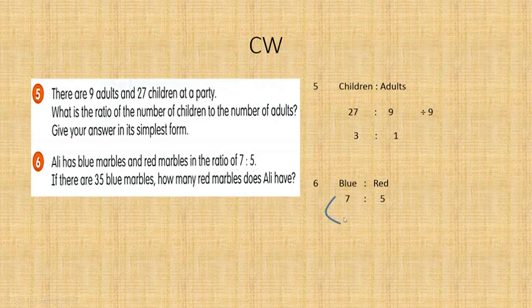So he has 35 marbles here. So 7 became 35. It's like a fraction. I'm getting an equivalent fraction. 7 became 35. How? I just multiplied by 5. So 7 times 5 equals 35. And whatever you're doing here, you have to do the same in the other part. So I have to multiply by 5 in the other direction. So 5 times 5 equals, yes, 25. So Ali has 25 red marbles.